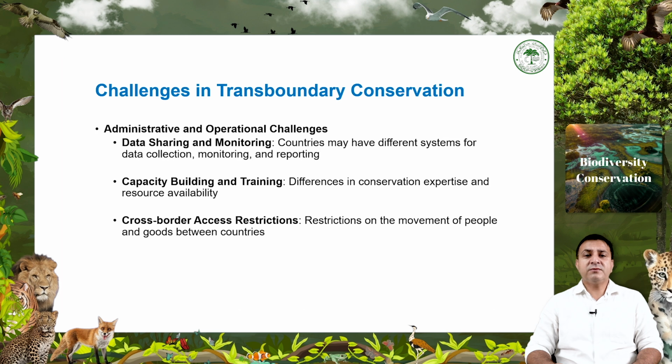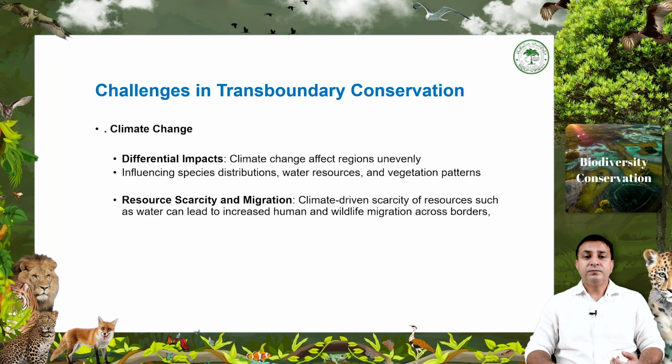Countries may have different systems for data collection, monitoring, and reporting, making it challenging to assess the ecological health of the areas consistently. Capacity building and training. Differences in conservation expertise and resource availability mean some countries may need capacity building support, which can be difficult to provide or coordinate. Another is cross-border access restrictions. Restrictions on the movement of people and goods between countries can limit joint conservation activities, including research, patrolling, and resource sharing. Another is climate change.